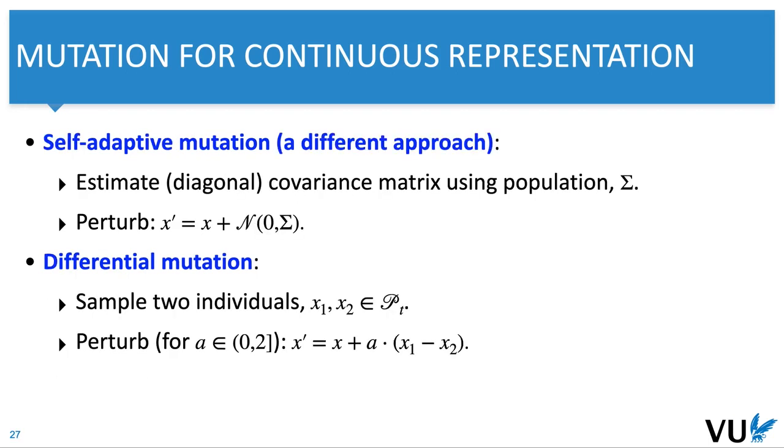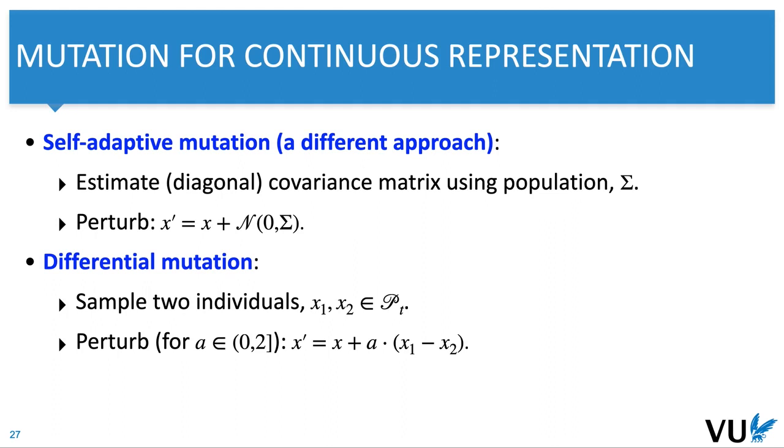A different approach to self-adaptive mutation is that we just estimate a diagonal covariance matrix from our population. There are possible known estimators and so on. And so this is very simple. The drawback of that is that, of course, for highly dimensional cases, calculating the covariance matrix could be very difficult.